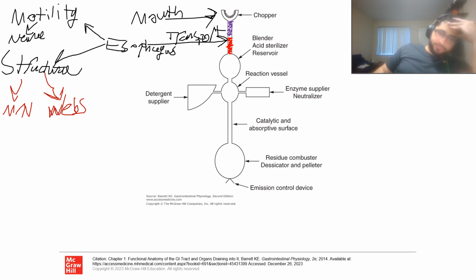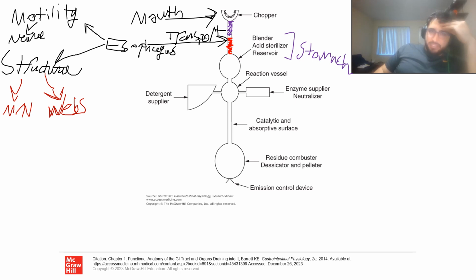with swallow function. And then you get to your blender, your acid sterilizer, your reservoir. This right here is your stomach, okay? And this is why this organ is the target of so many different kinds of bariatric surgeries, whether it's sleeve or Roux-en-Y. We're not going to get into that in this lecture. I'm going to have an entire lecture dedicated to the esophagus and the stomach, and some of the procedures and how they affect the anatomy and clinically what we need to be careful of. There's a whole other lecture coming for that.